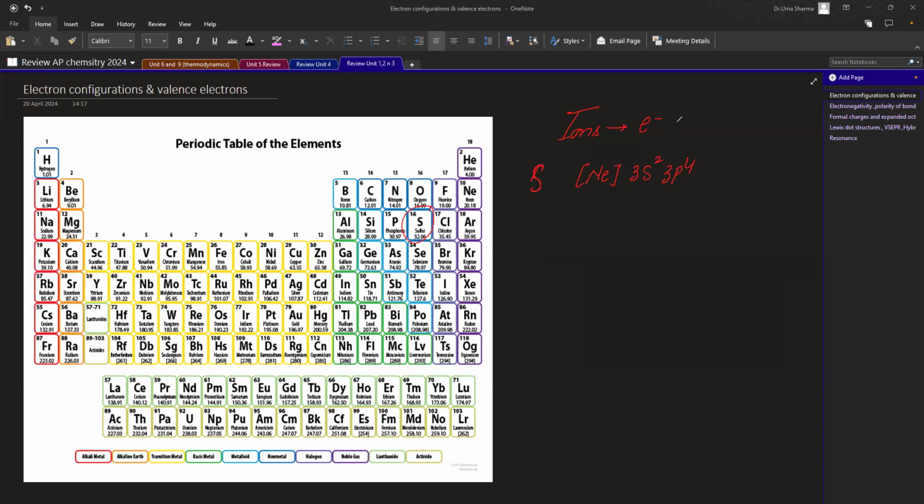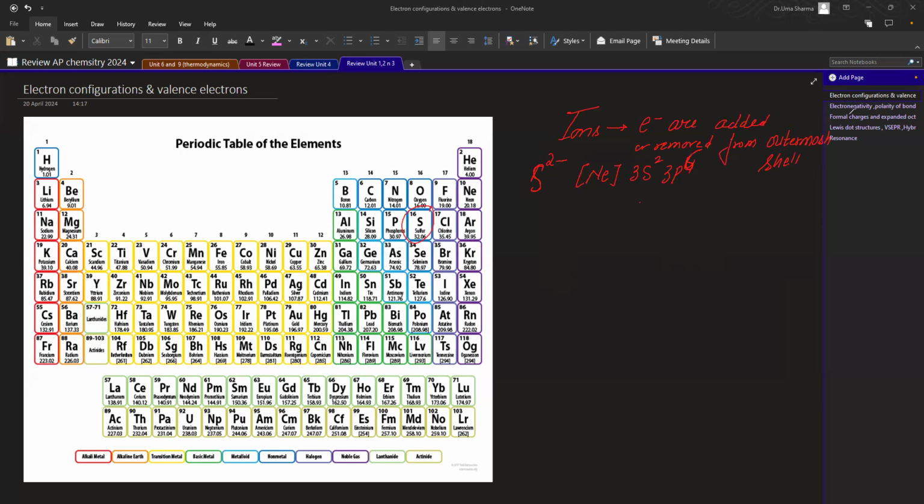So electrons are added or removed. How many electrons can I add here to complete the octet? If I say S2 minus, these electrons are added here. Electrons are added or removed from the outermost shell. Please remember this. Outermost shell. Don't try to remove electrons or add them in the inner shells.